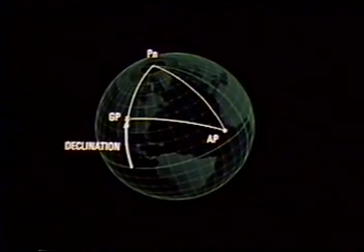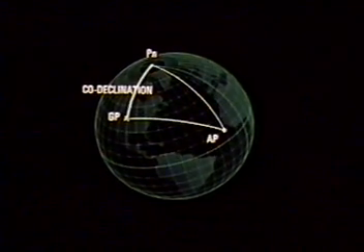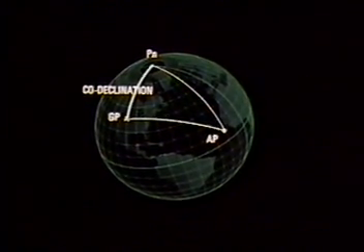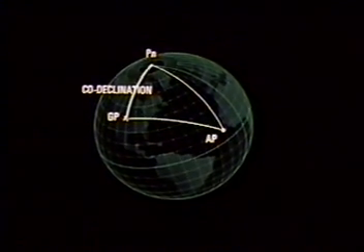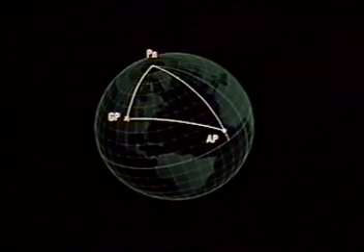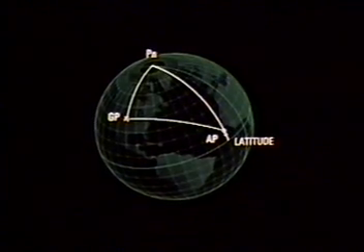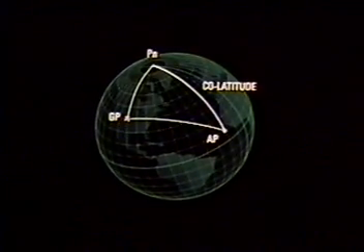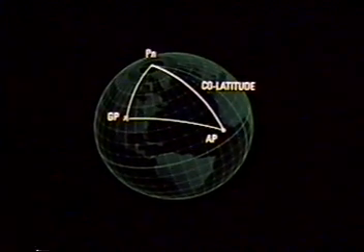If you know the declination, you know this side. Co-declination, or polar distance of the observed celestial body. 90 degrees minus the declination. If you know the latitude of your assumed position, you know this side. Co-latitude. 90 degrees minus the latitude.